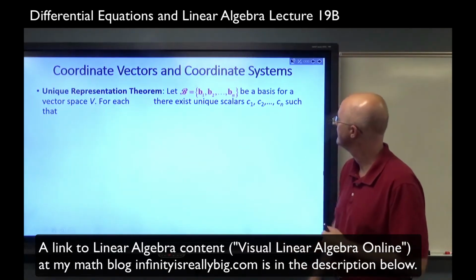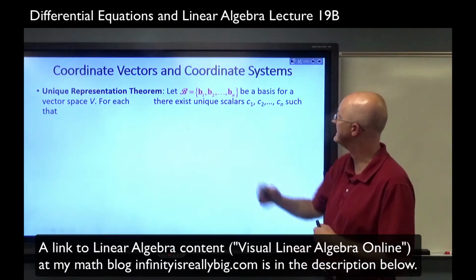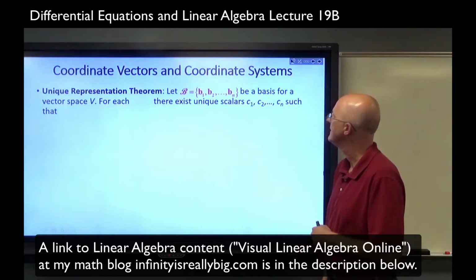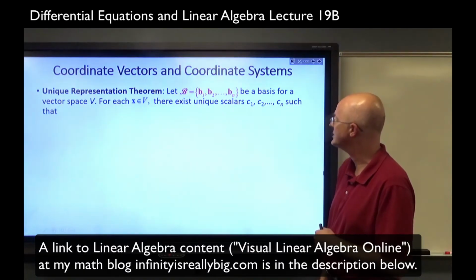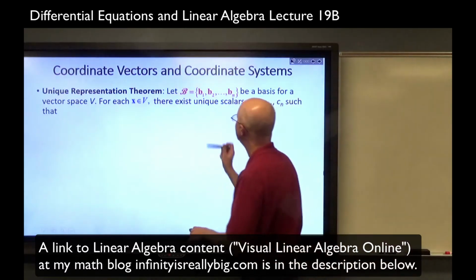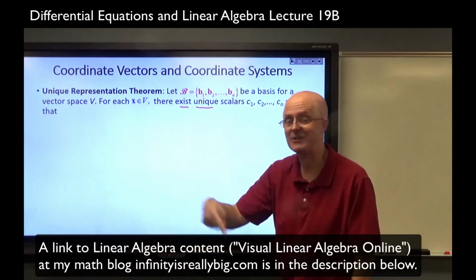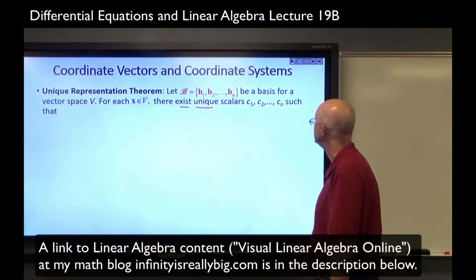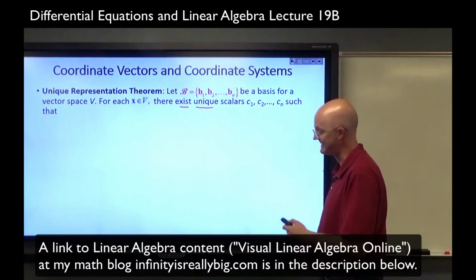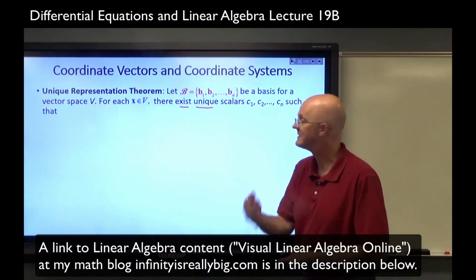Let B, which consists of vectors b1 through bn, be a basis for a vector space V. Then the conclusion is that for each vector x in the vector space V, there exists a unique, just like in differential equations, existence and uniqueness, set of scalars c1 through cn, so that x is a linear combination of the b's with the c's as the weights, like that.